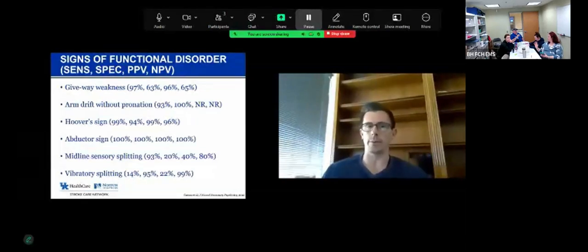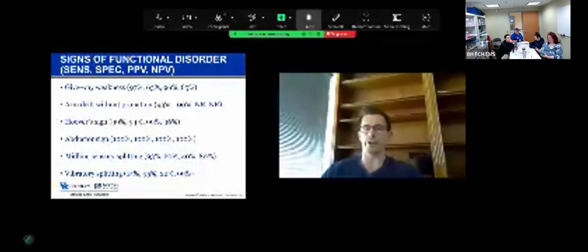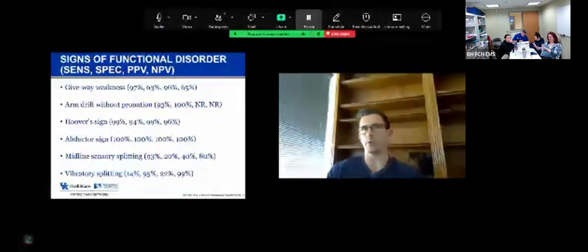And so that's what's called a positive Hoover sign. The abductor sign is similar. It basically is, again, a test of the legs where you ask someone to bring their thighs together. It's very hard to intentionally only abduct one side without the other. So people with actual weakness can abduct their strong leg and not their weak leg, but people without weakness will be weak in abduction on both sides during that test.